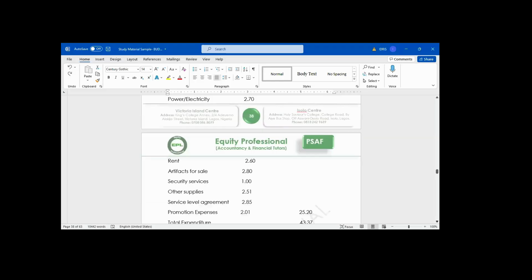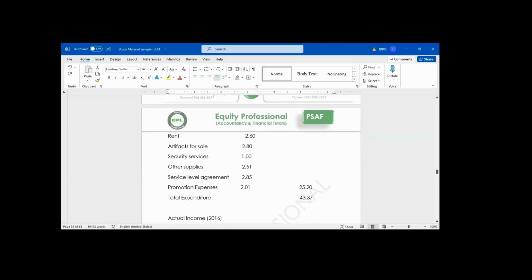Rent, 2,600,000. Artifacts for sale, 2.80. Security services, 1 million. Other supplies, 2.51. Service level agreement, 2.85. Promotion expenses, 2.01. So please scroll up, which gave a total of 25.20.